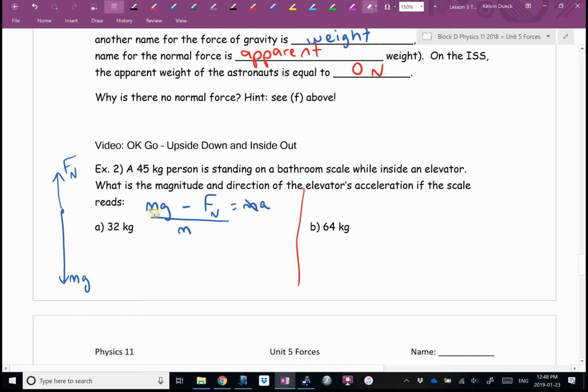Do I know M? Say yes. 45. Do I know G? 9.8. Do I know the normal force? I don't. You might say, Mr. Dueck, isn't that the normal force? Isn't that kilograms? So, you ready?